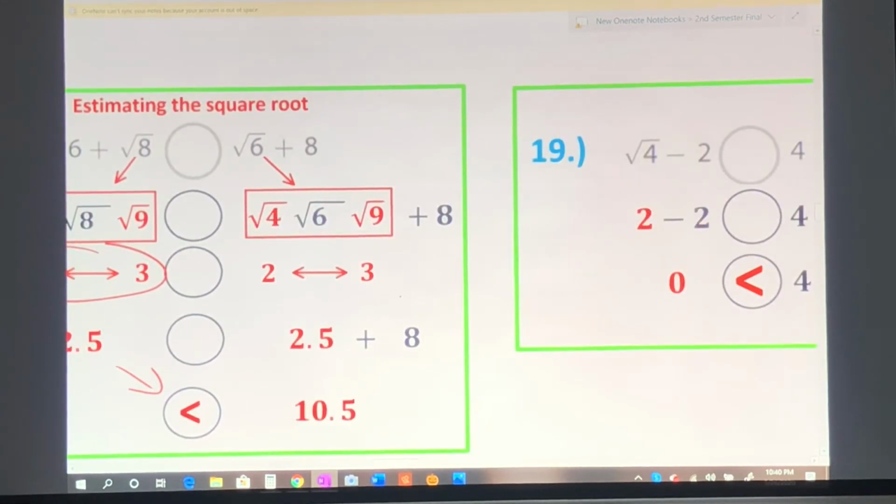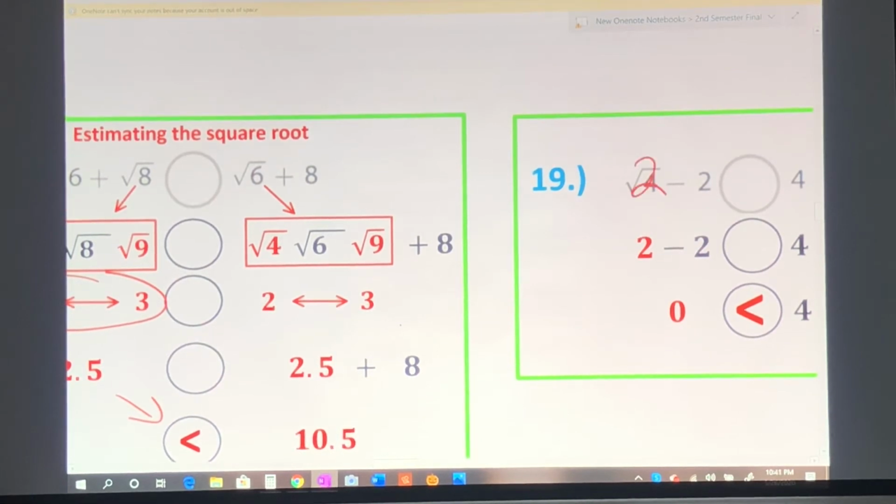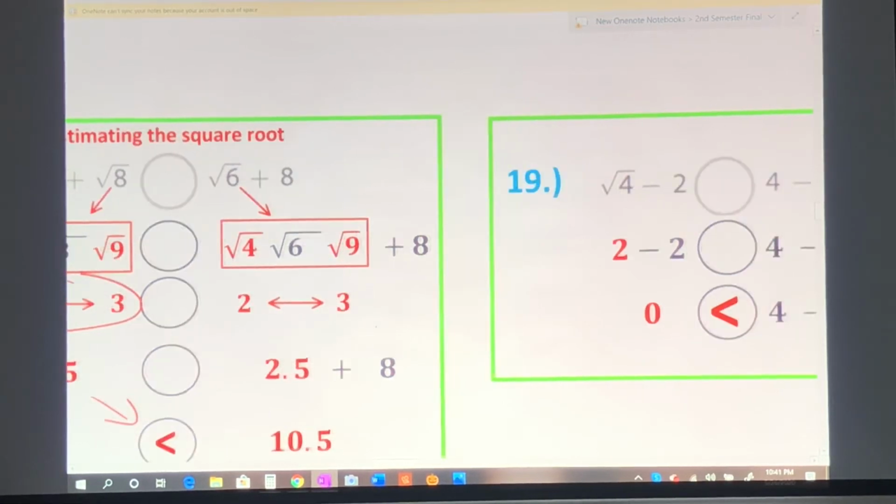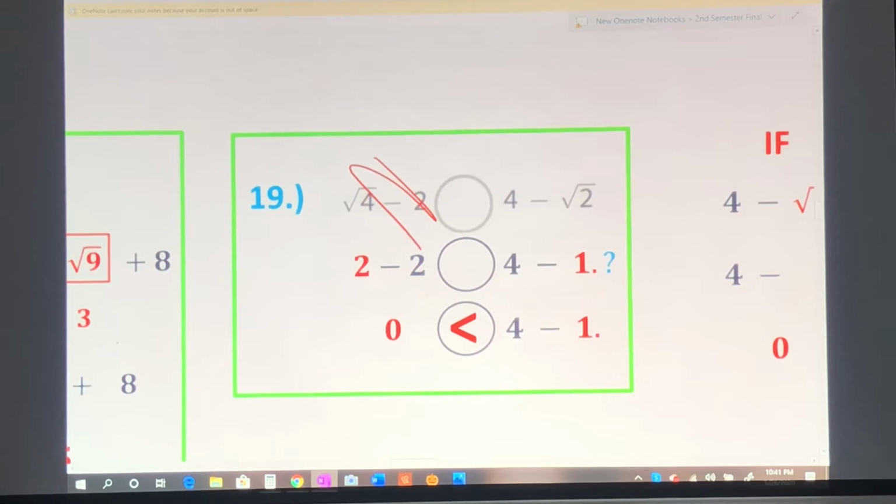Okay, so on this one, the square root of 4 is 2, and there it is. So the square root of 4 is 2, 2 minus 2 is 0. So over here, if you look at this side here, you're saying 4 minus the square root of 2. The square root of 2 is 1 point something. So I would stop right there and go, done! Because let's say it's 1.2. 4 minus 1.2 is 2.8. Isn't 0 less than 2.8?